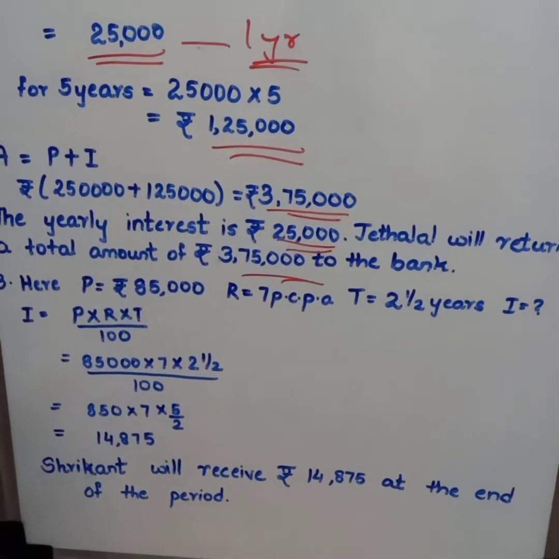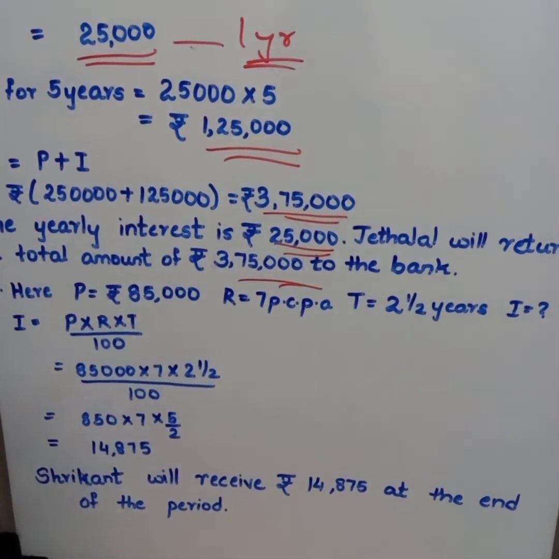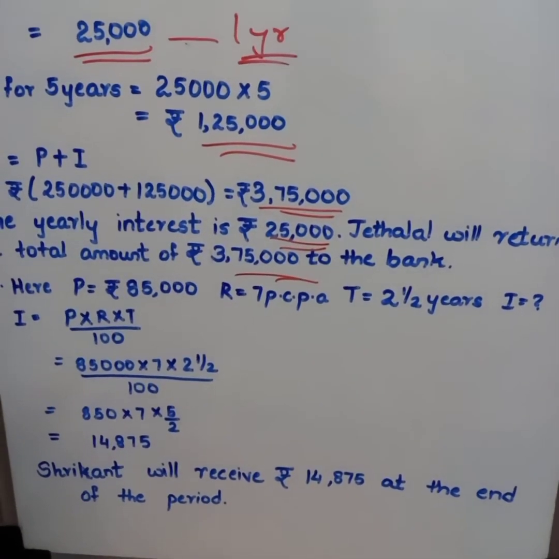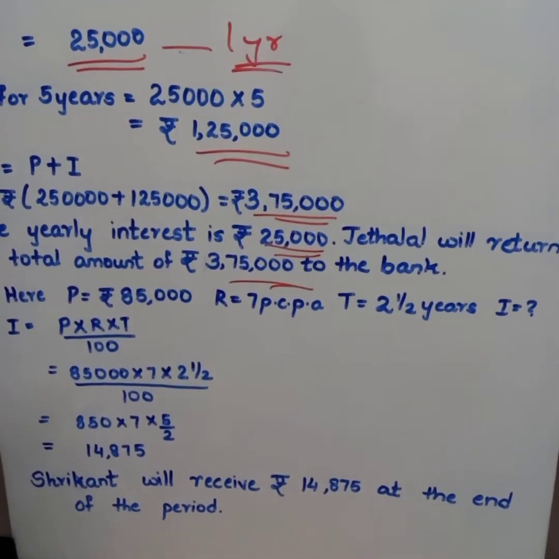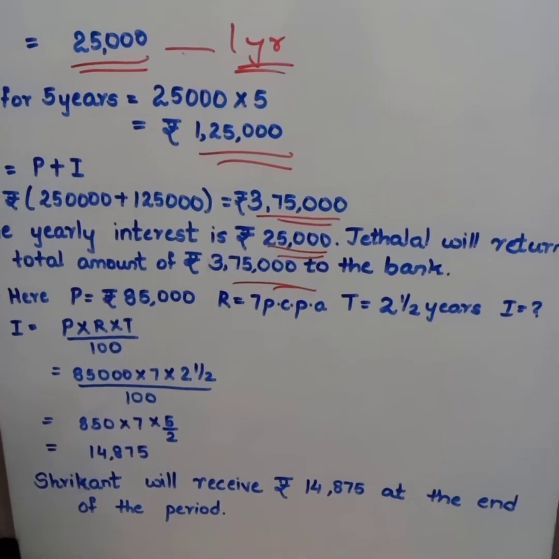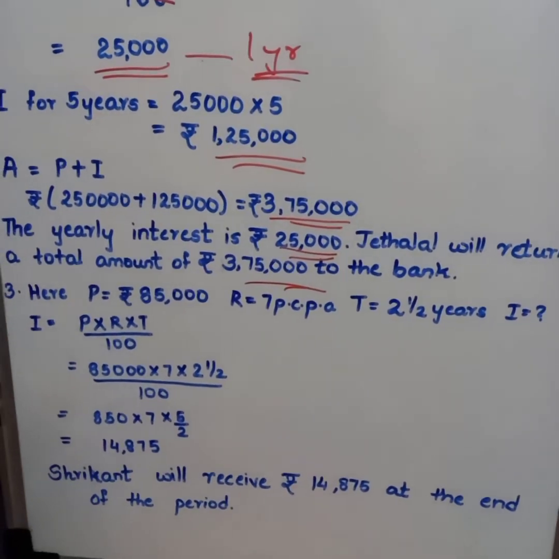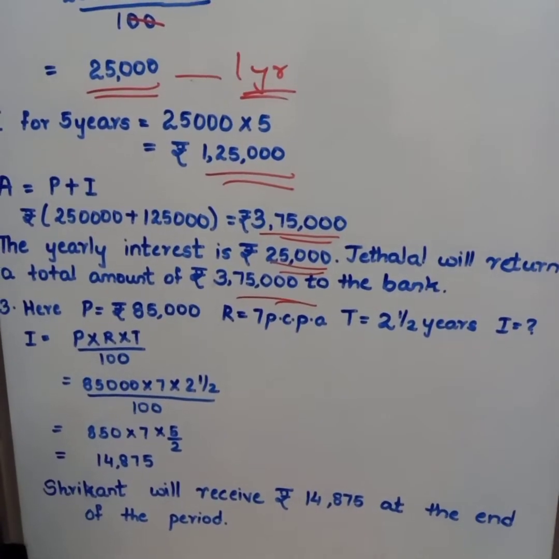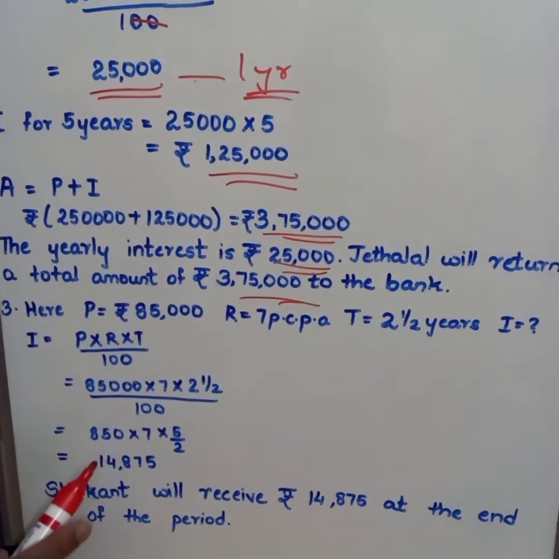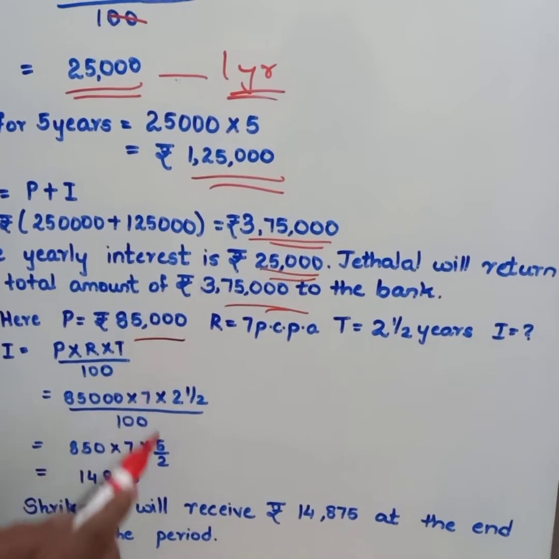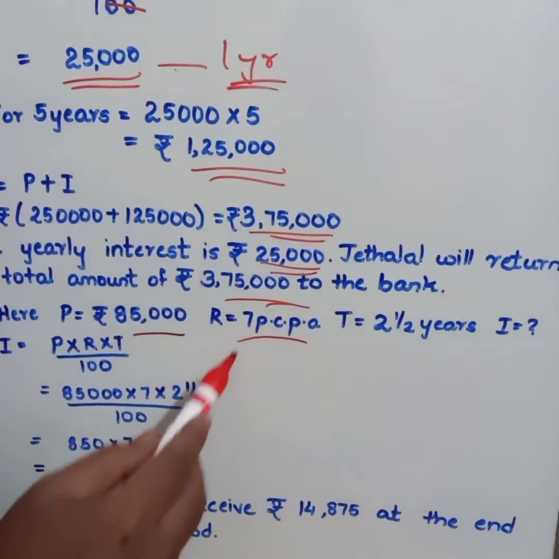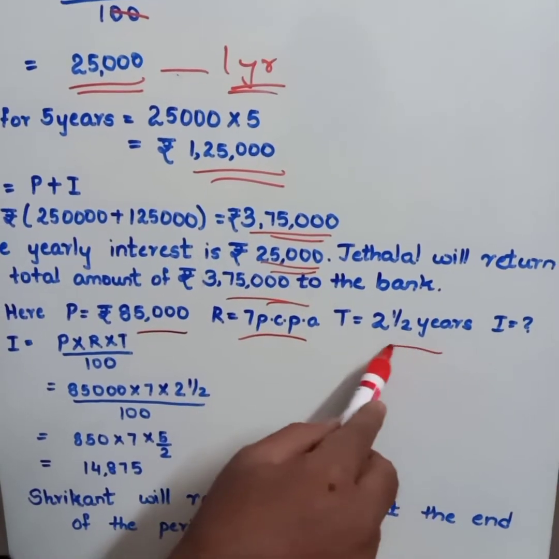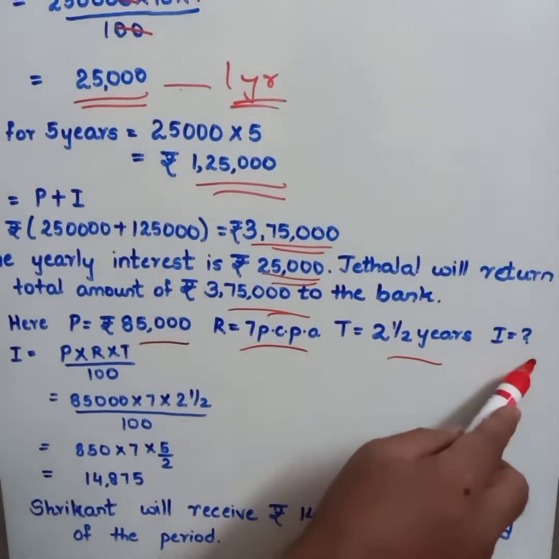The third sum, Srikanth deposited 85,000 for 2.5 years at 7% in a saving bank account. What total interest will he receive at the end of the period? Here we need to find the total interest he will receive at the end of the period. So what is the principal amount? That is 85,000. Rate of interest, that is 7, and time or tenure is 2.5 years. You need to find interest.